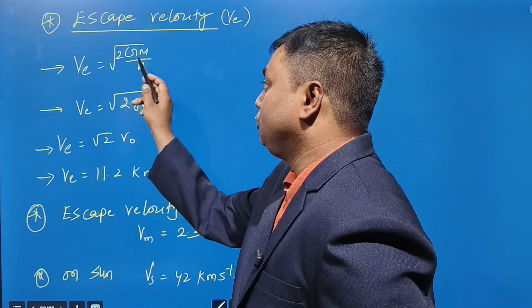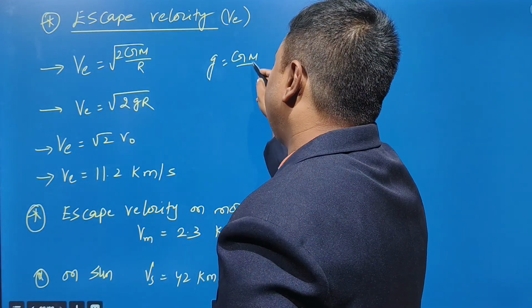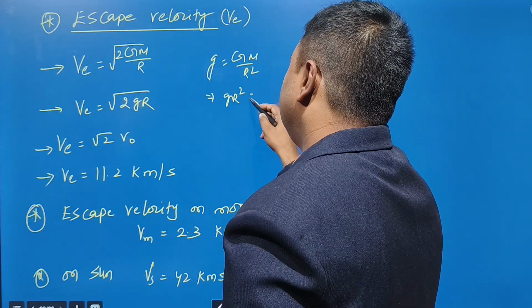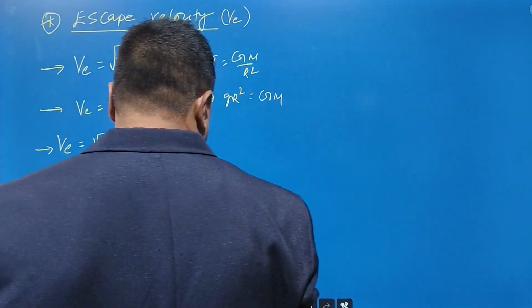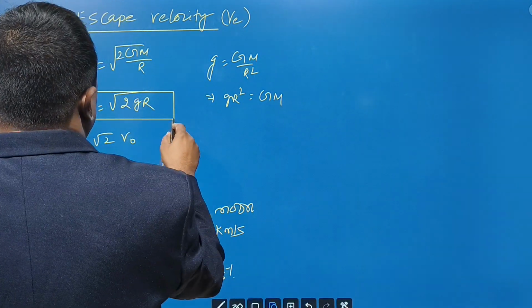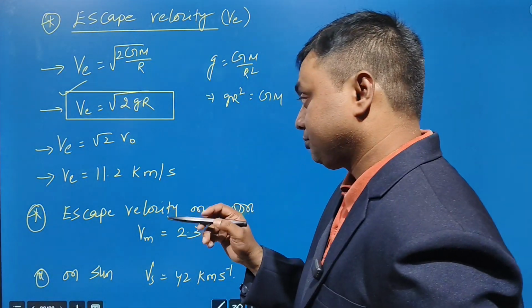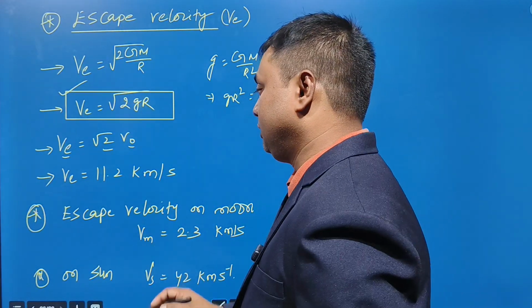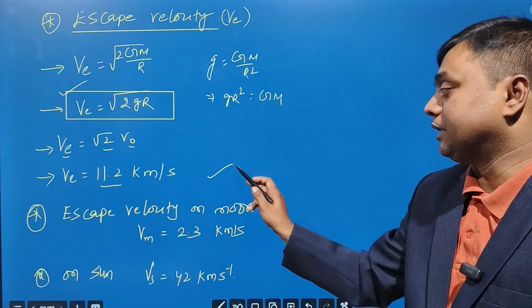We know that small g is equal to capital G capital M by r square. So from here we can write g r square is equal to GM. Substitute the value, you will get escape velocity as square root of 2gr. Generally escape velocity is root 2 times the orbital velocity. It is approximately 11.2 kilometer per second.